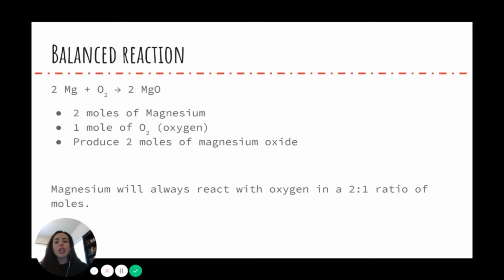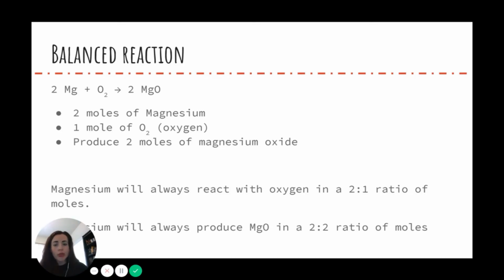So if we were to talk about ratios, let's look at the ratio of magnesium to oxygen. Magnesium and oxygen will always react in a 2 to 1 ratio. You will always have 2 moles of magnesium for every 1 mole of oxygen. If you were to talk about magnesium to magnesium oxide, sorry, my face is covering up part of that, it is a 2 to 2 ratio. So for every 2 moles of magnesium, we're always going to be producing 2 moles of magnesium oxide. If we wanted to double the amount of magnesium oxide that we produced, say we wanted to produce 4 moles, we need to make sure that we double the amount of our reactants as well.